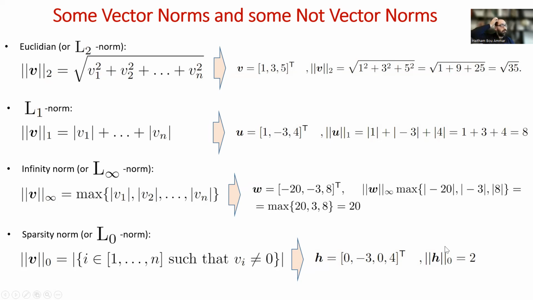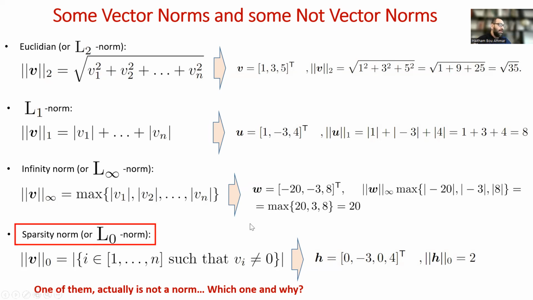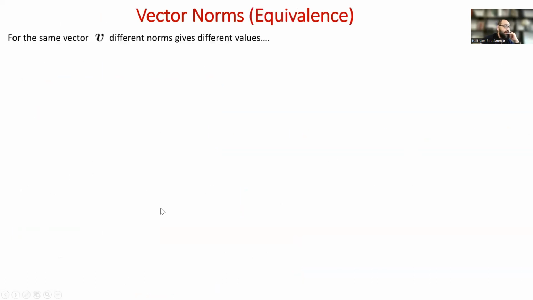Okay. Now, all those are called norms. However, one of them is not actually a norm, and which one and why? I'll give you the answer, and that is the sparsity norm. But I would like to ask you to think about this. Why do you think the sparsity norm is not a valid norm? Maybe you can write your answer in the comments below this video, and we can have a discussion if it's not clear.